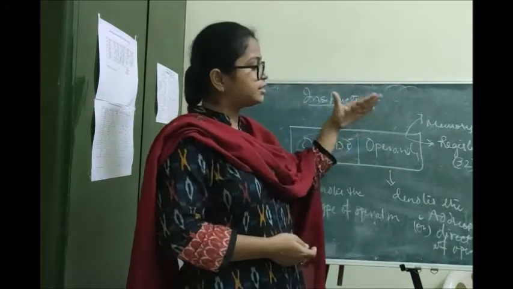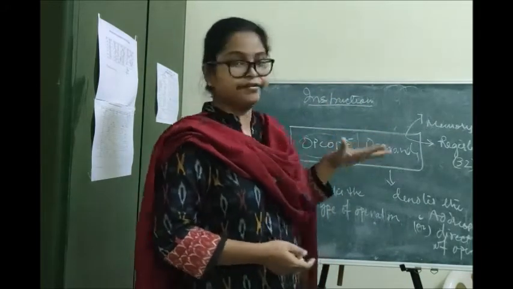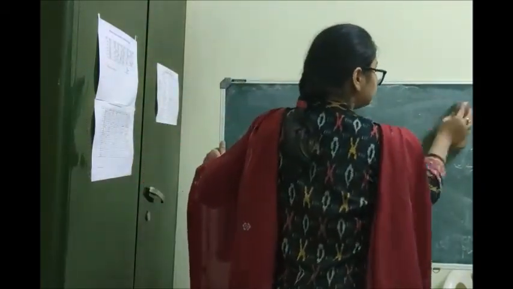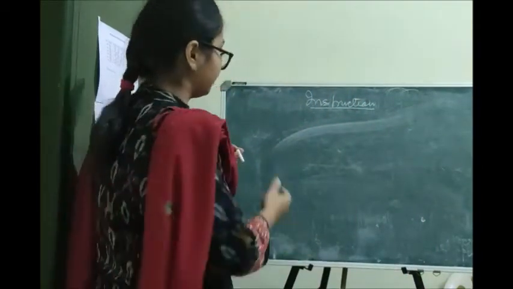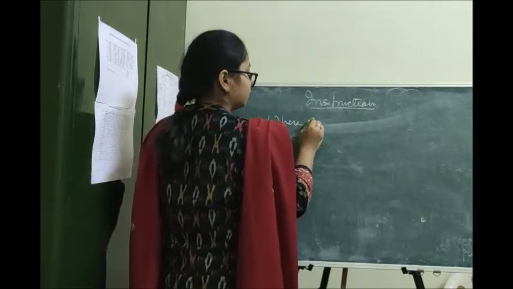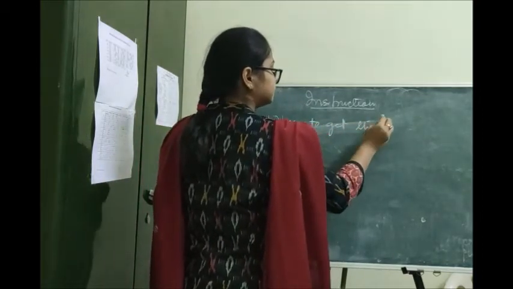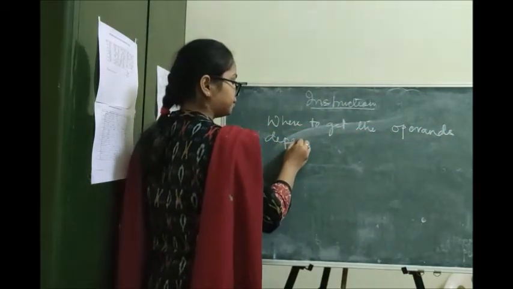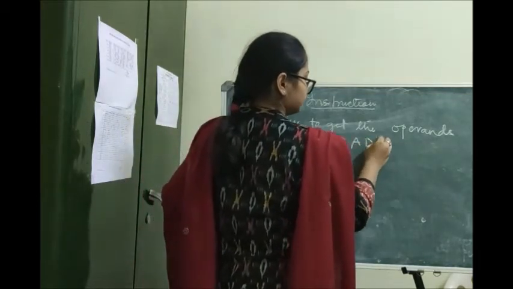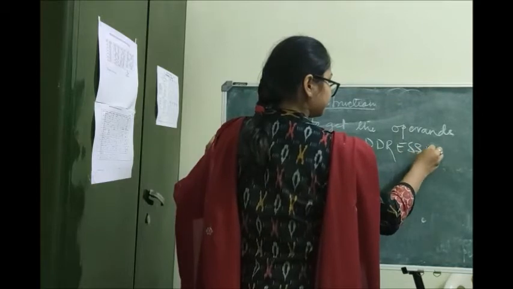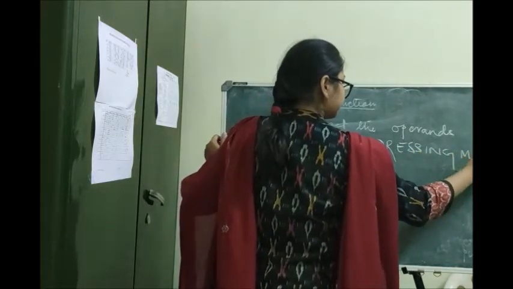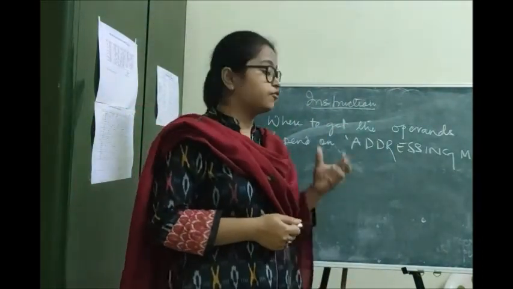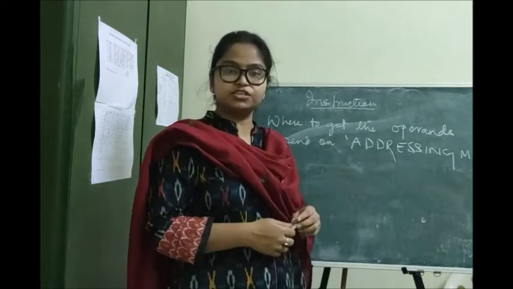Okay, so everything is determined by the addressing modes. So what is the topic of discussion today? How to know where to get the operands. Where to get the operands depends on the addressing mode. Okay. So how will the CPU understand where to get the operands by seeing an instruction?